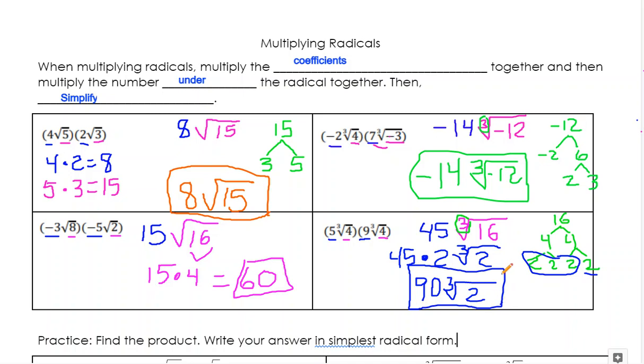So when you're multiplying radicals, all you do is you multiply the coefficients, the numbers in front of the radicals, then you multiply the numbers under the radical, or the radicands, and then you see if you can simplify them just by making a factor tree like we did in class. Okay, there's some practice ones down here.